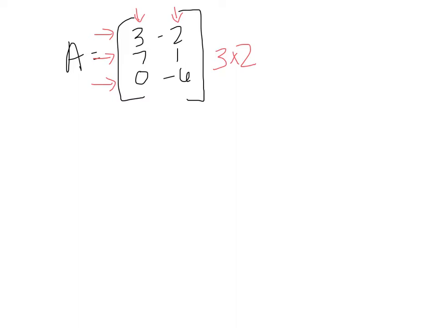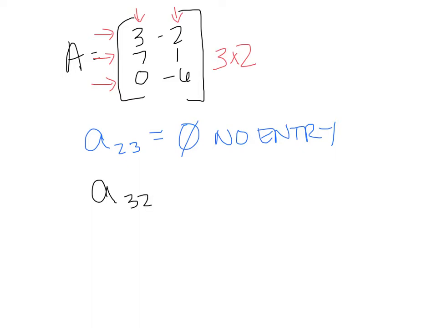Now we could talk about all those different addresses or all those different entries within matrix A as well. So we could say, okay, let's find A2,3. A2,3 would be in row 2, column 3. But wait a minute. We don't have 3 columns. So there is no entry there. You could say no solution, but there's no entry at A2,3. Now, we might have to find A3,2. That means row 3, column 2, and in this case there is an entry there, and it's -6.